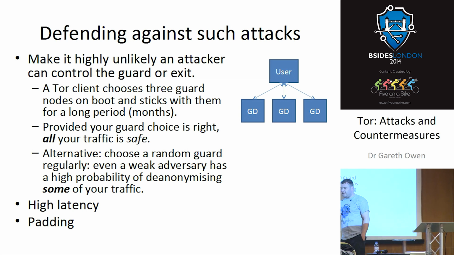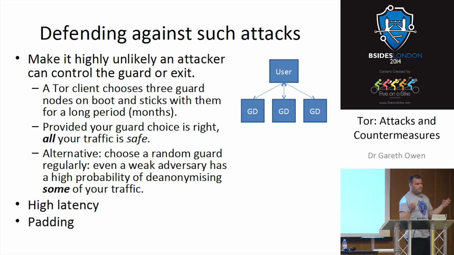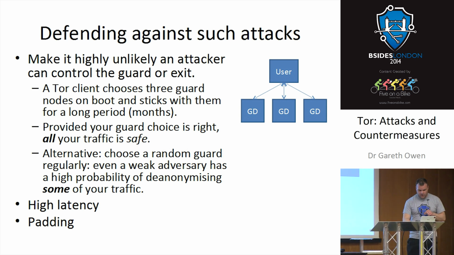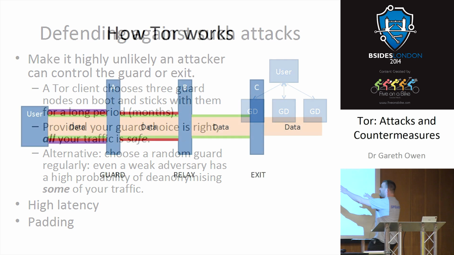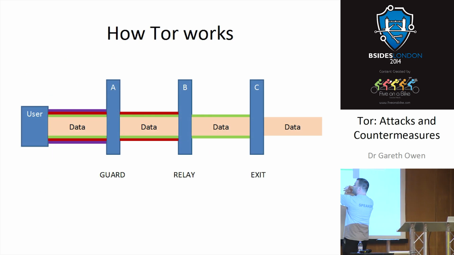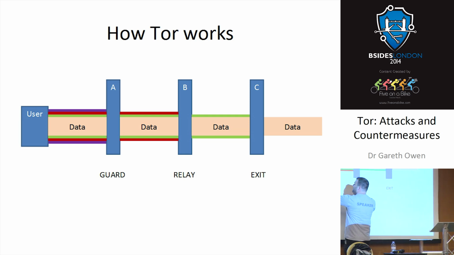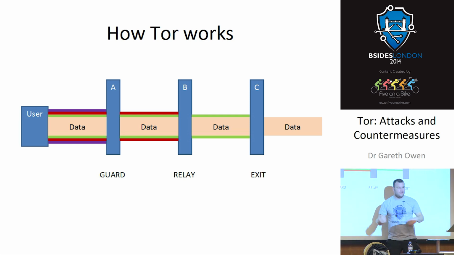The alternative is we can start injecting traffic into the Tor network at different places. We can start putting padding in. So rather than just sending the raw traffic between this node and this node, it might choose at random to inject padding traffic into the connection. This node might choose at random to inject padding traffic, and so on and so on and so forth.